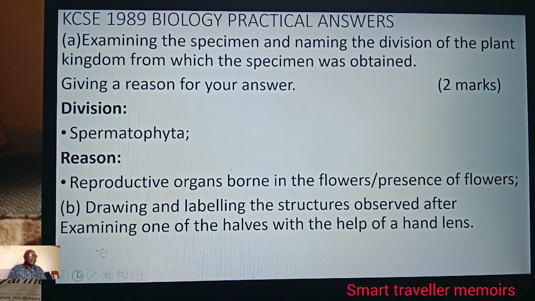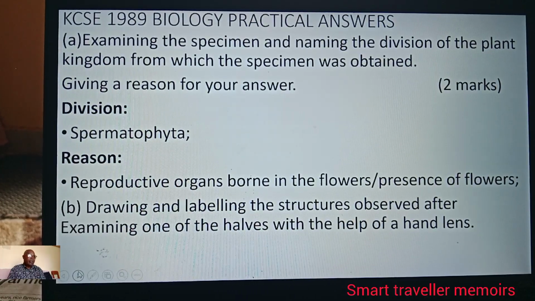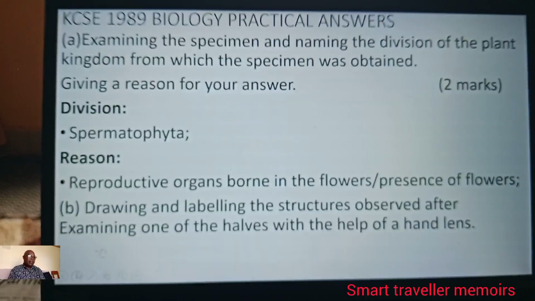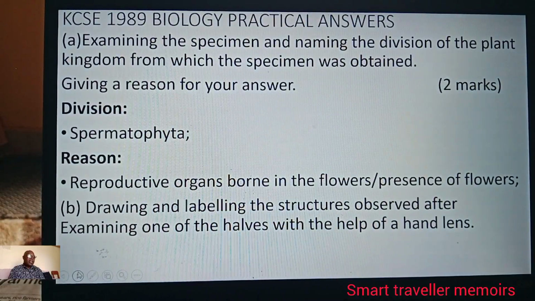Let's come to the answers for question 2. So, part A, examining the specimen and naming the division of the plant kingdom from which the specimen was obtained, then giving a reason for the answer. Division is spermatophyta, tick, and the reason is reproductive organs are borne in flowers, or presence of flowers. You can just say presence of flowers.